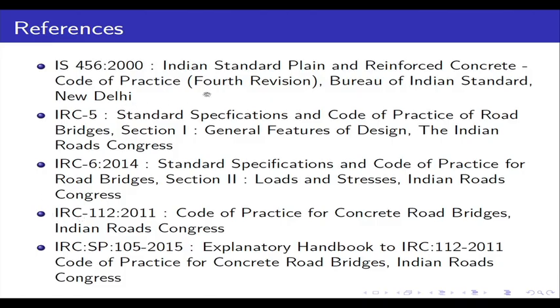Next, the codes: IS 456-2000, fourth revision; IRC 5; IRC 6, 2014; and IRC 112-2000 for concrete road bridges. And IRC SP 105-2015, the explanatory handbook, which you can also find; it comes closer and explains the different aspects of IRC 112. So, these are the codes we have mainly used.